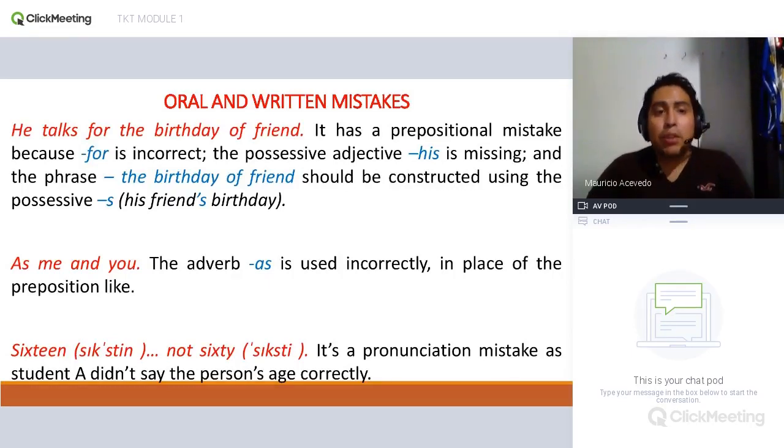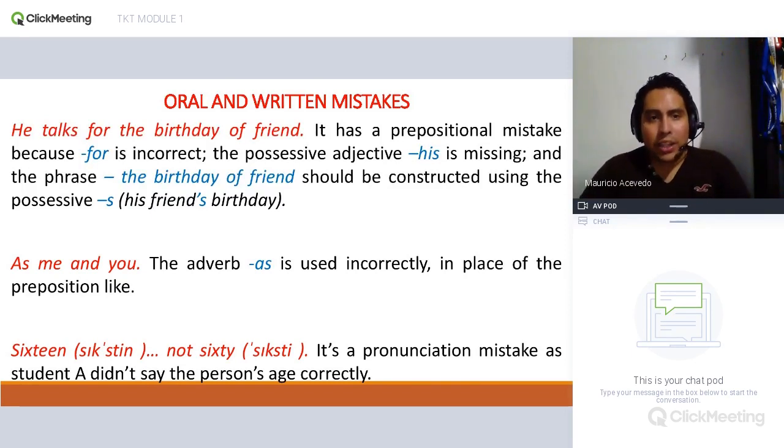Okay, another mistake that we saw in this small dialogue: "he talks for the birthday of friend." It has a prepositional mistake because "for" is incorrect. The possessive adjective is "his." So, he talks about his birthday. For his birthday, not "for the birthday"; "for his birthday" is missing. And the phrase "the birthday of friend" should be constructed using the possessive 's: his friend's birthday.